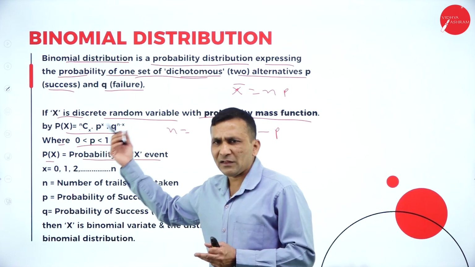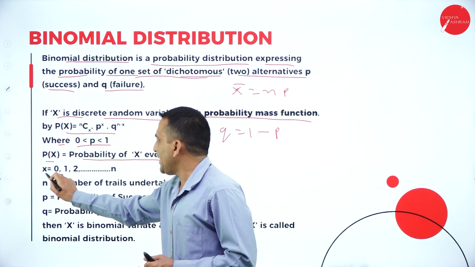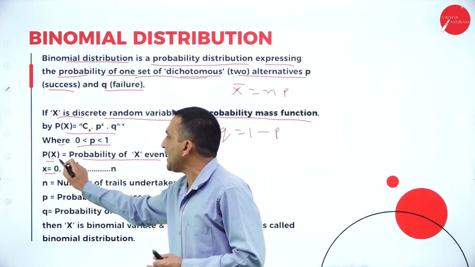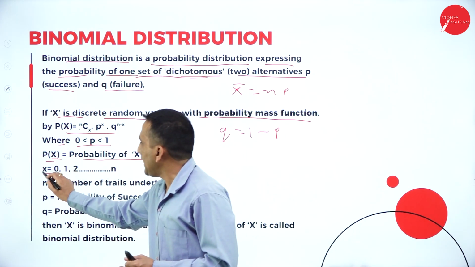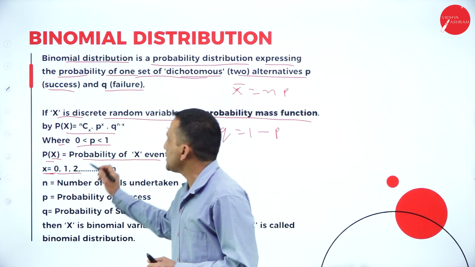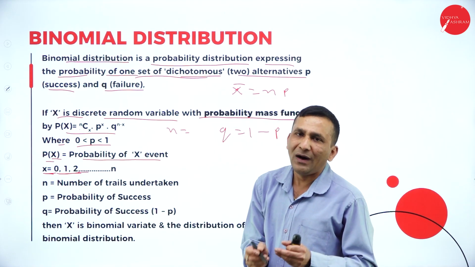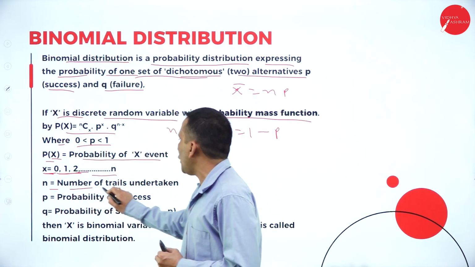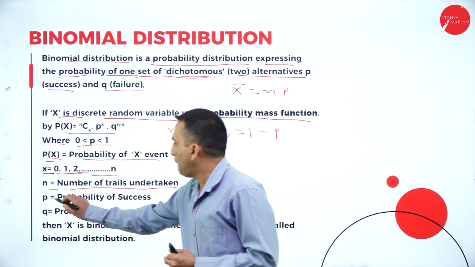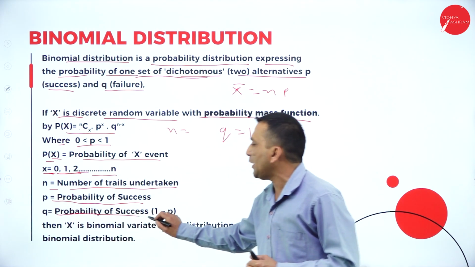There were a few binomial examples in the last session. Here X, if you write a capital letter, is your random variable. If you write X in small letter, it is the experimental result you get: 0, 1, 2 till N. N stands for number of trials undertaken, P stands for probability of success and Q stands for probability of failure.